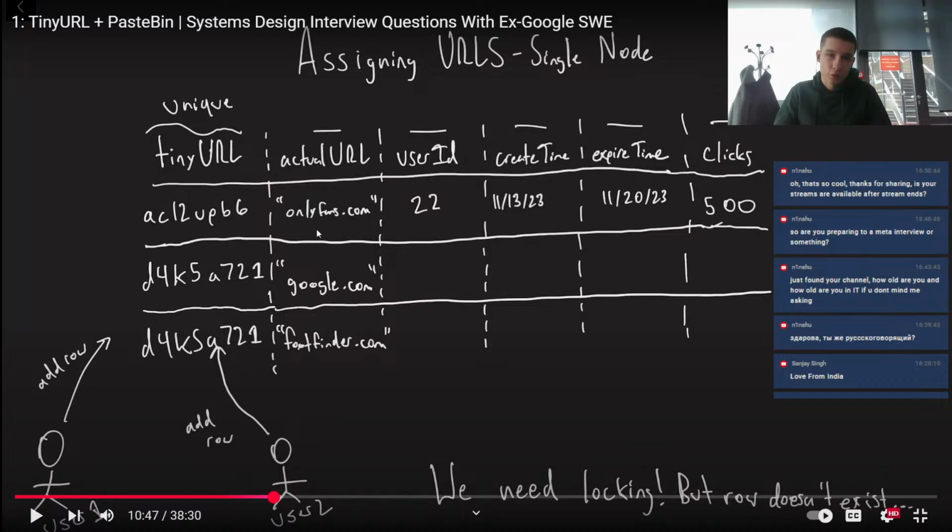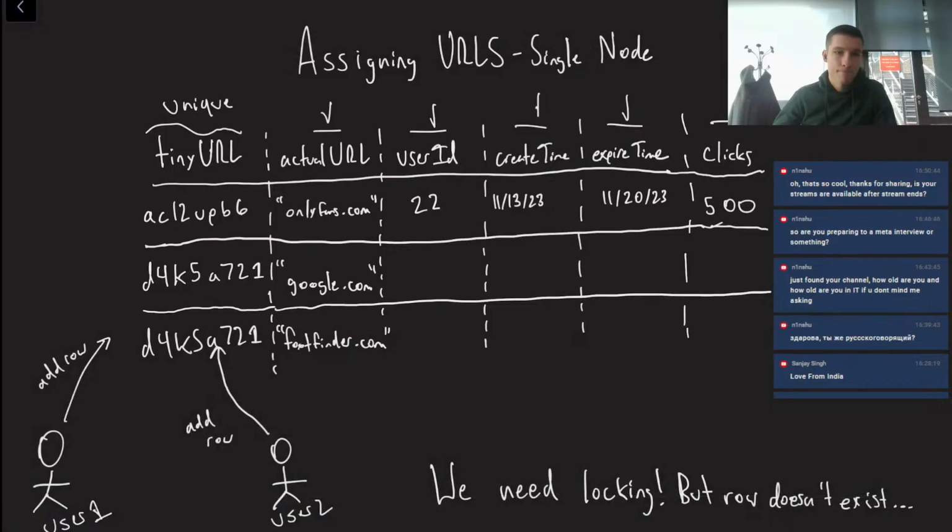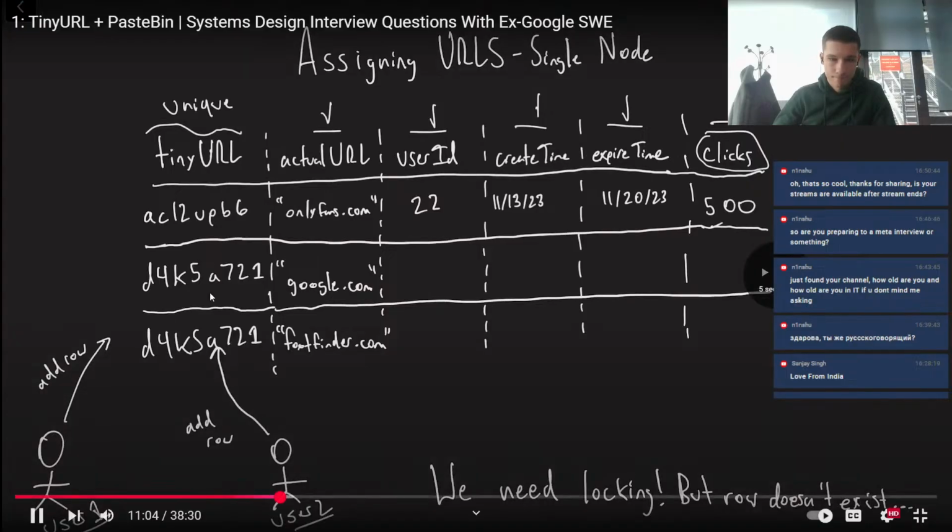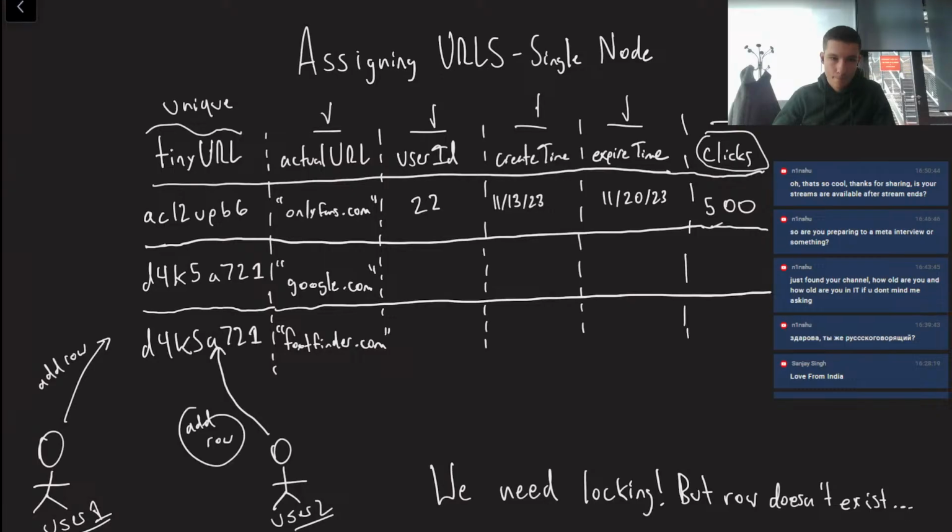Okay, this is the actual root question here. We've got an actual URL, a user ID, a create time, an expire time. We'll talk about how to expire things towards the end of this video, and also a number of clicks, which again we'll talk about towards the end of this video. We actually have a little bit of a problem, which is that in theory they could both be adding the same row with the same key for their short URL at the same time, and our database wouldn't be able to do anything about it.